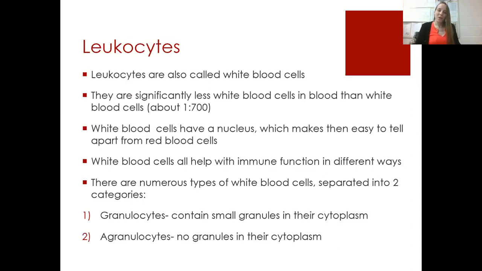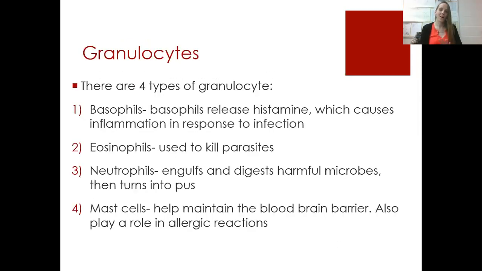White blood cells, their main job is to help out with the immune system. There are two main categories of white blood cells. We have the granulocytes, named because they have little granules in their cytoplasm. Under the microscope, you see these little dots in their cytoplasm, and then agranulocytes just have no granules in their cytoplasm. There are 4 types of granulocytes. We have the basophils, eosinophils, neutrophils, and mast cells.